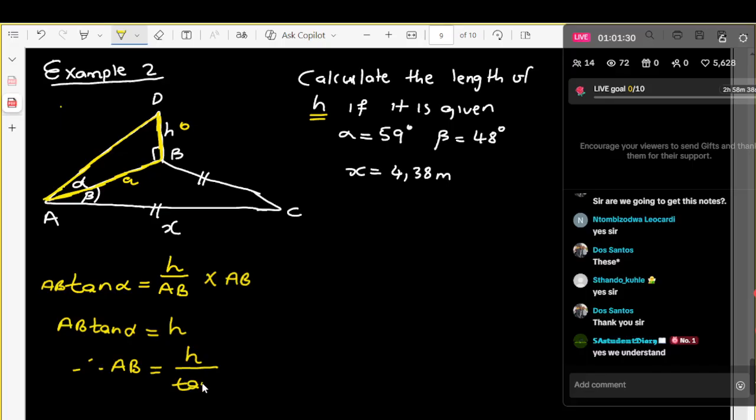Wait, did we do this right? We are looking for h, guys. We are not looking for AB. Let's fix this. So I'm just going to leave that equation there. Let's call this equation 1. So h is just AB tan alpha.